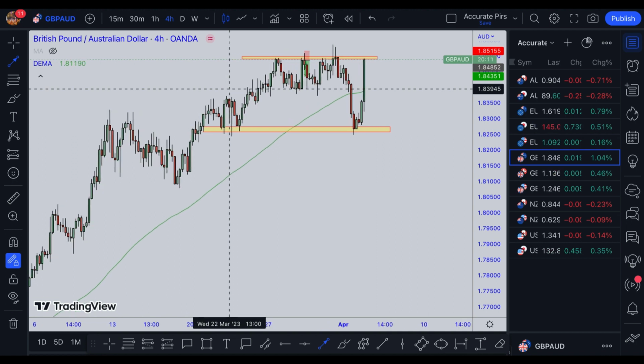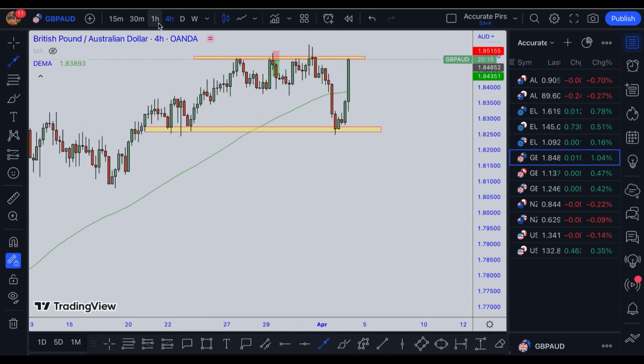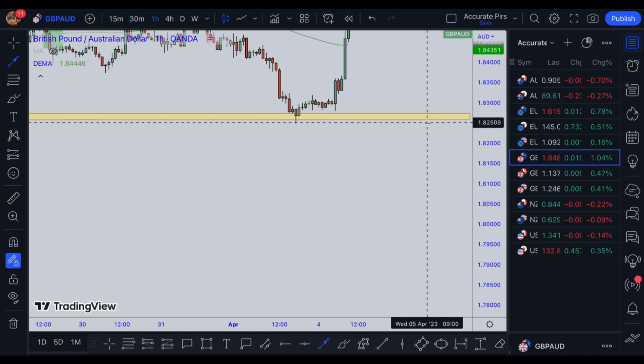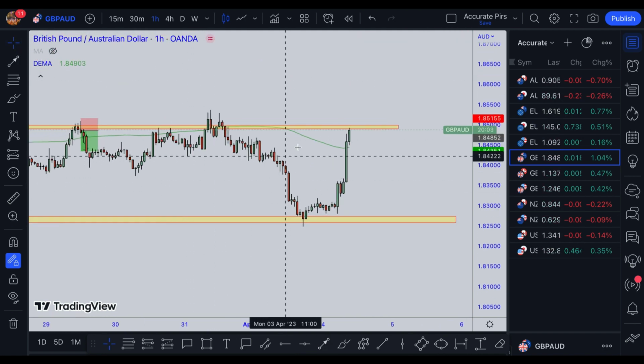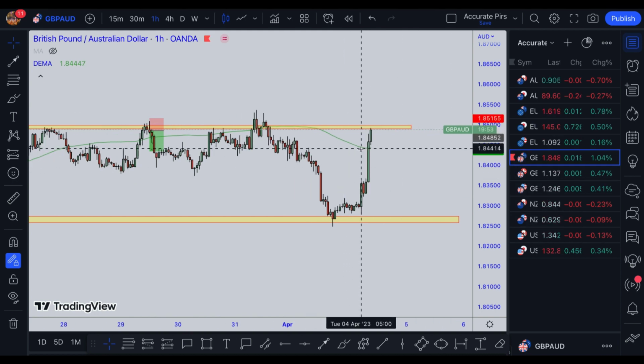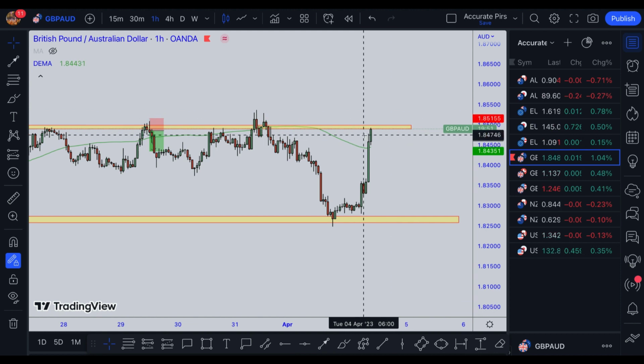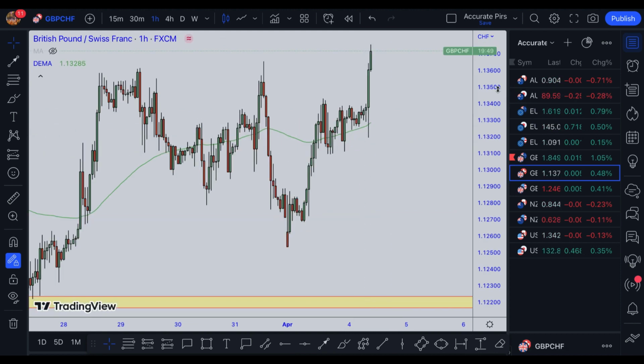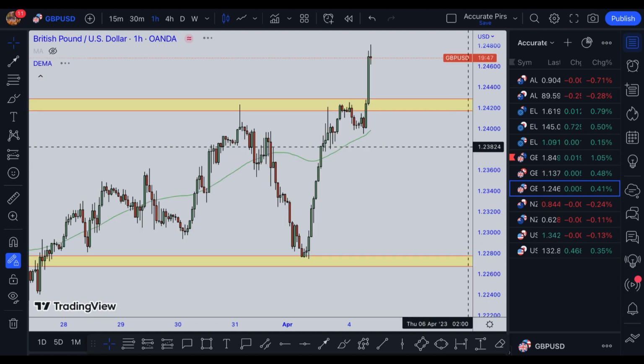Let's move on to GBP AUD. Wow, this is nice. You can see now we're coming back up towards our resistance level, and we're going to see how GBP AUD reacts with it. This is a nice trade setup we have on GBP AUD. We're going to mark it on the watch list and keep an eye on it. Move on to GBP CHF. I'm not seeing much for GBP CHF.